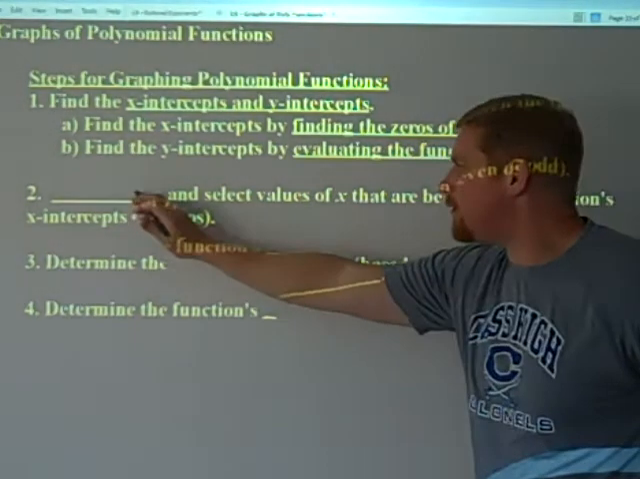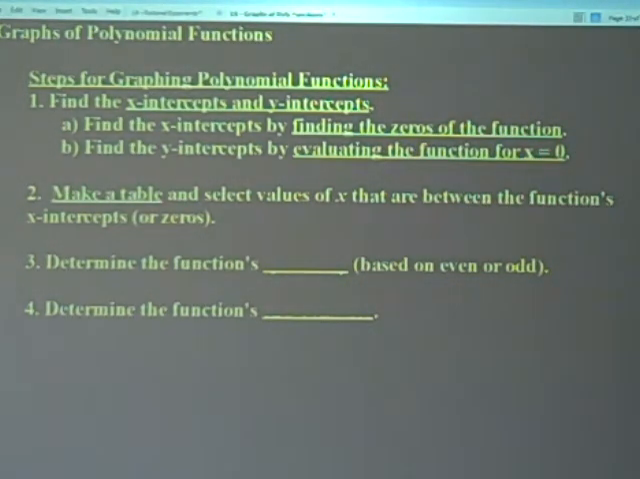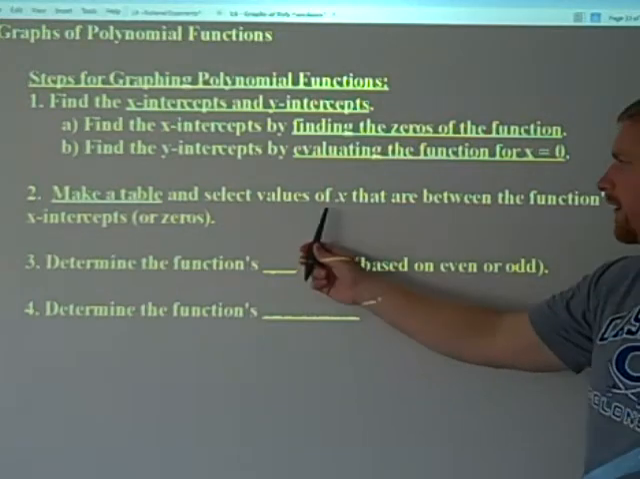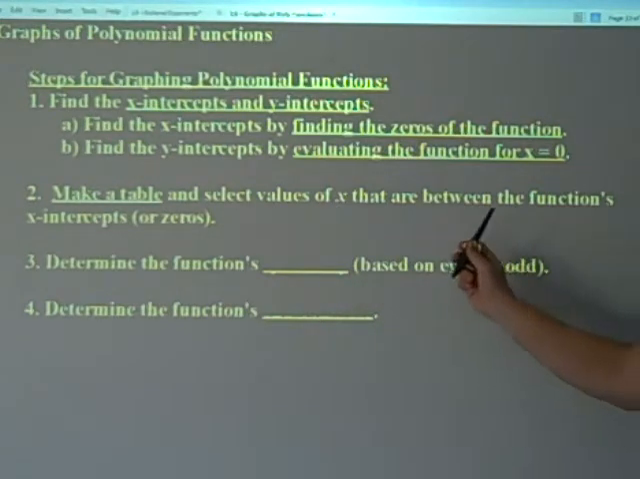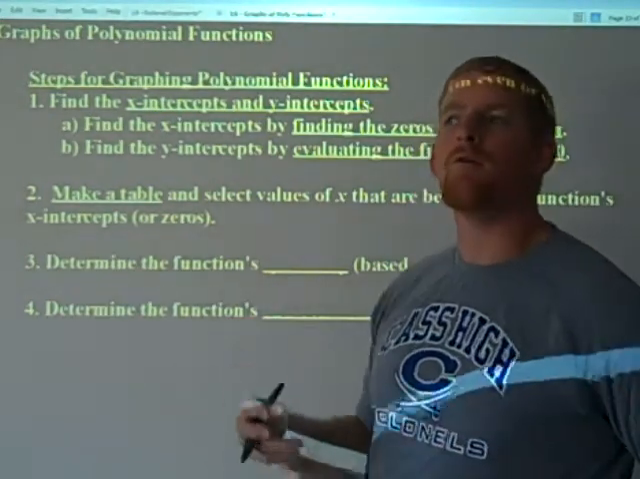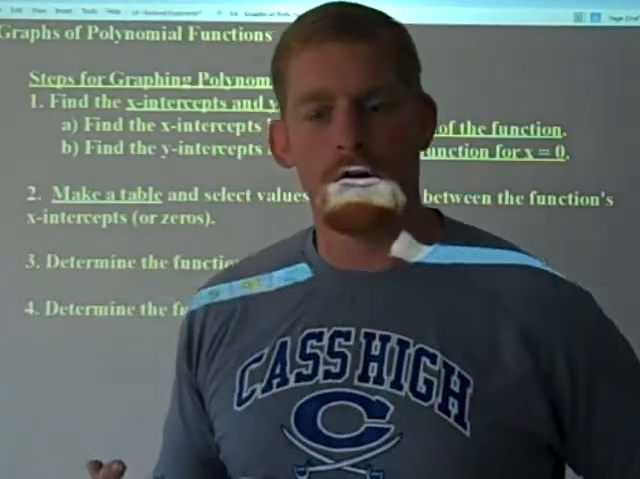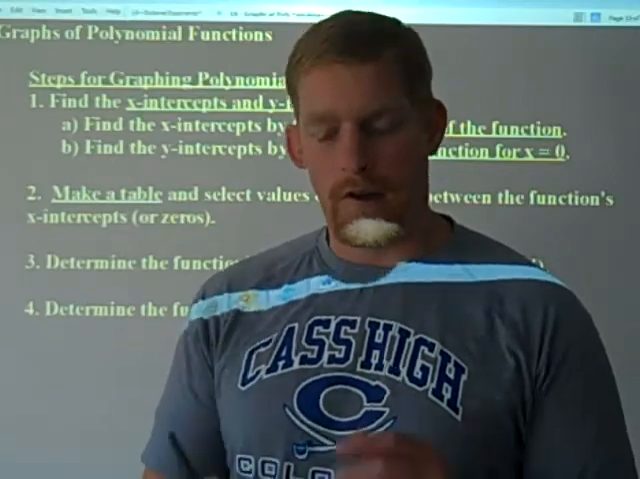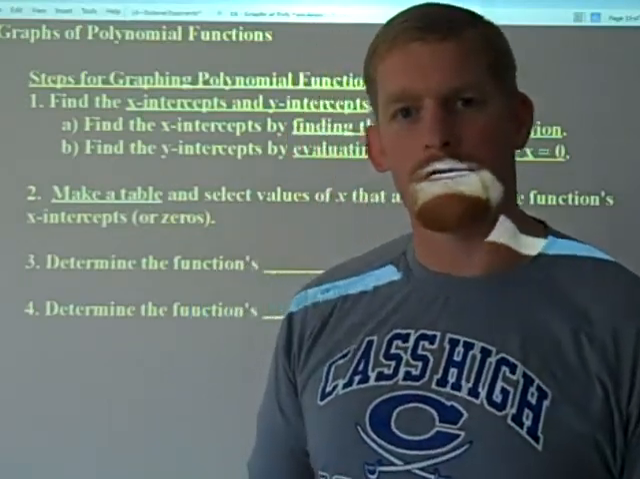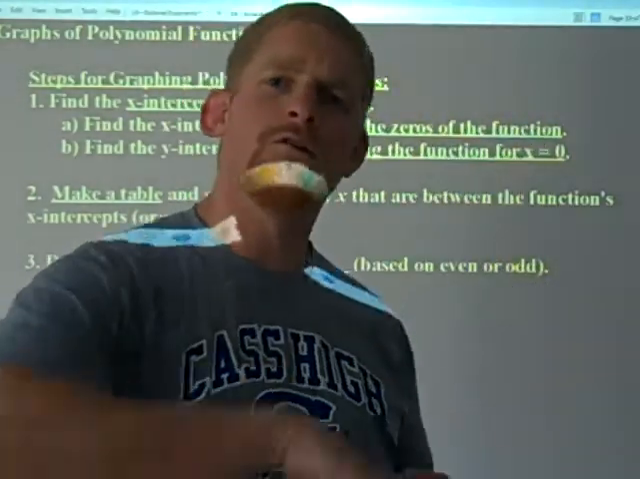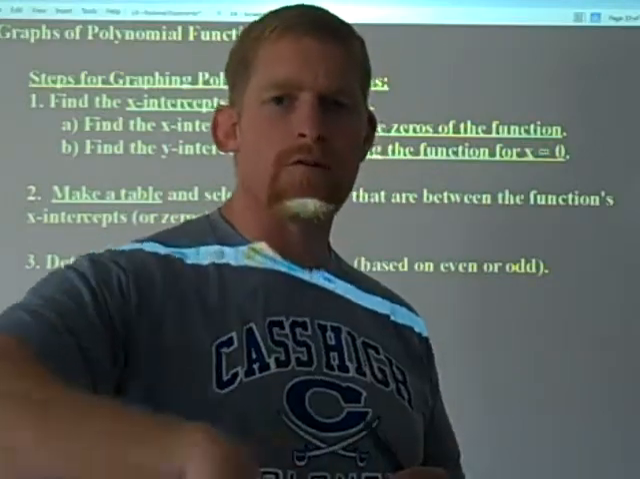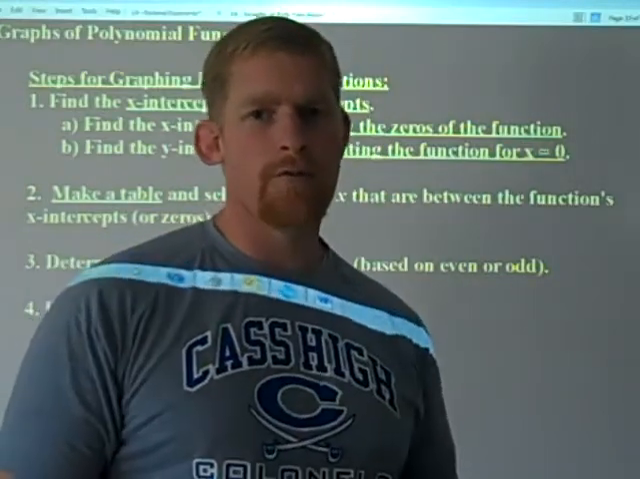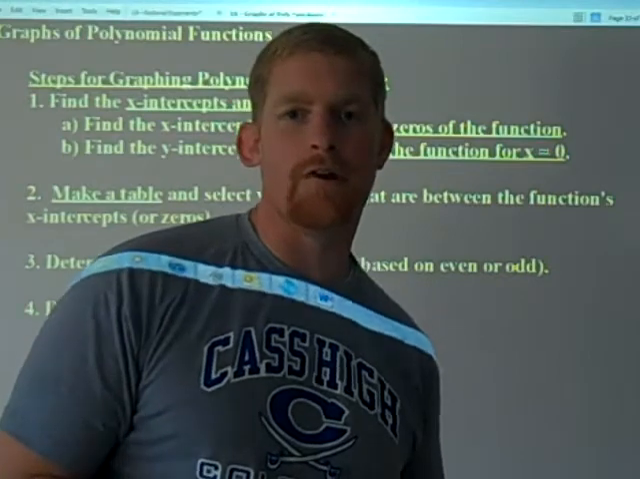Alright, the second thing you must do, make a table and select values of x that are between the function's zeros. So once you find all the zeros, you can see them, find some place in the middle of them, and you will evaluate your function at that point so that you can see a relative max and a relative min on your graph, much like what we talked about on the first day of this unit.